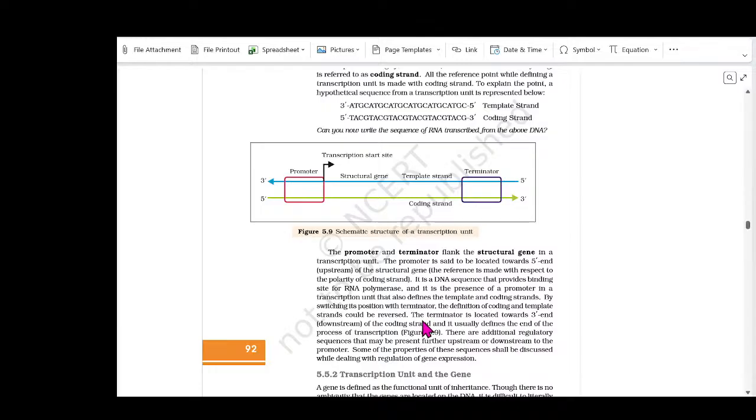The terminator is located towards the 3' end, or downstream, of the coding strand, and it usually defines the end of the process of transcription. There are additional regulatory sequences that may be present further upstream or downstream to the promoter. Some of the properties of these sequences shall be discussed while dealing with regulation of gene expression.